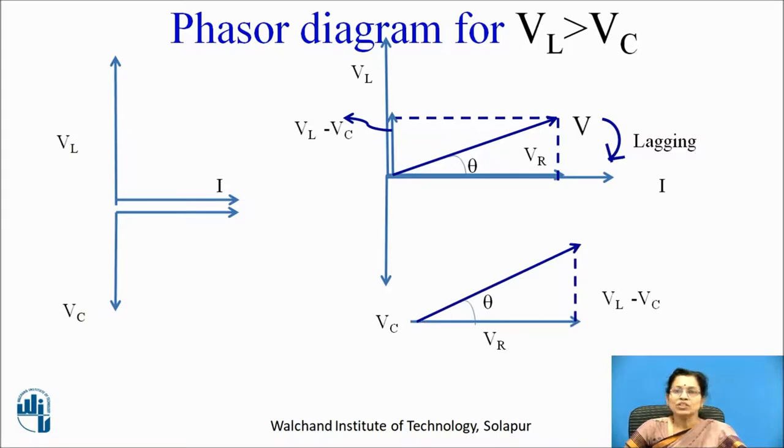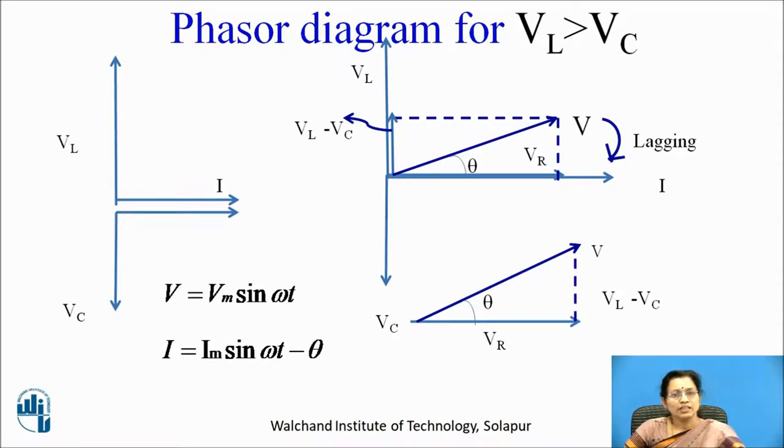We can draw the voltage triangle here like this. So we can write down the voltage equation and current equation: V equal to Vm sin omega t and I equal to Im sin (omega t minus theta), because the current is lagging the voltage by theta degrees.